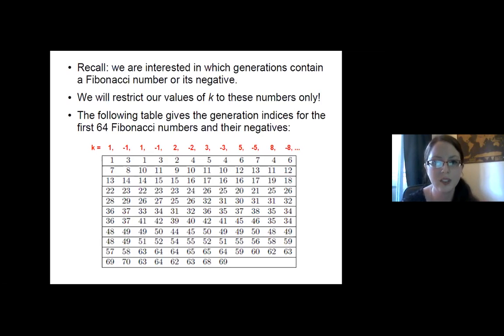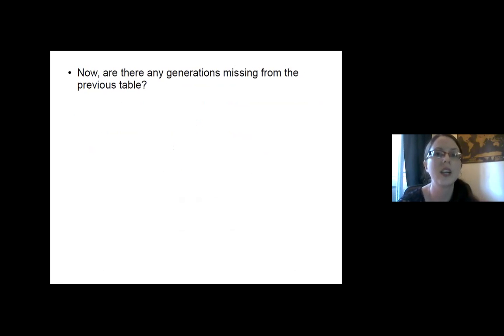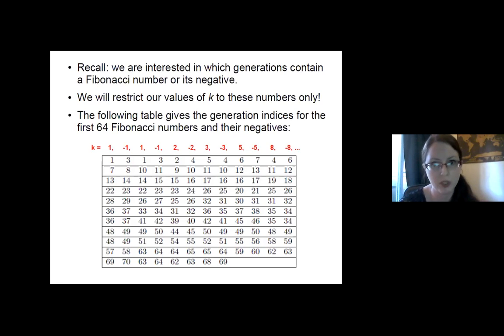So here we can see the location for the first 64 Fibonacci numbers and their negatives. So remember, the whole question was, does every generation contain a Fibonacci number? So what we want to do is look and see, are there any generations missing from this table? It might take a few minutes if you were to look through this, but if you started counting, looking for all the integers, you would notice that 43 is the first one that doesn't appear in this table.